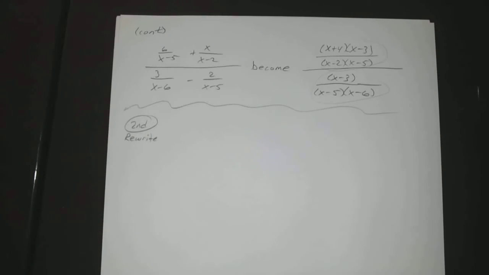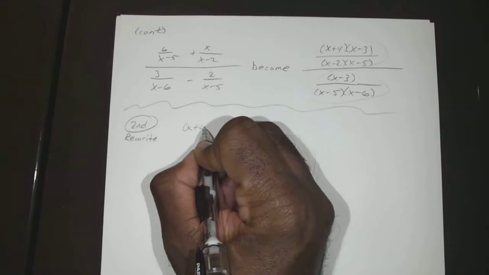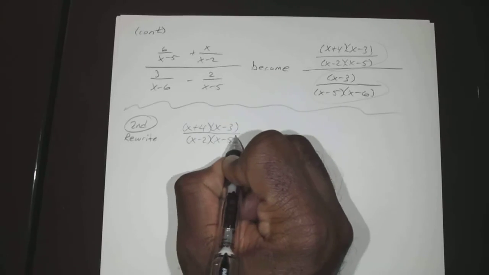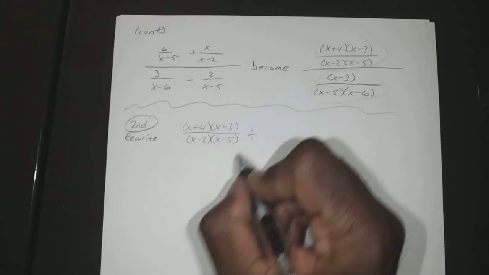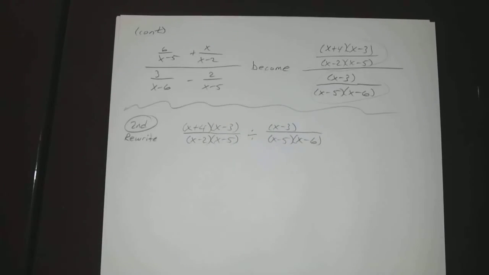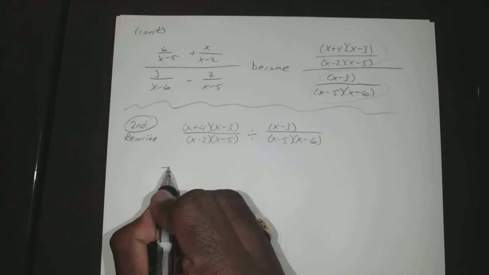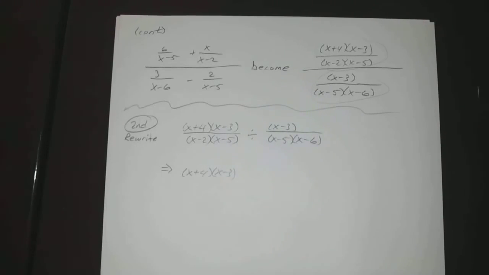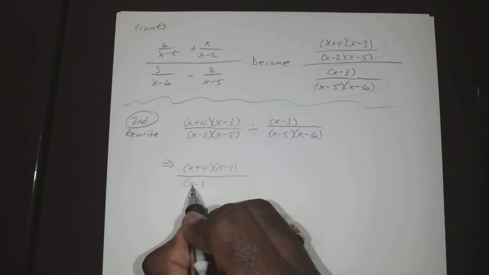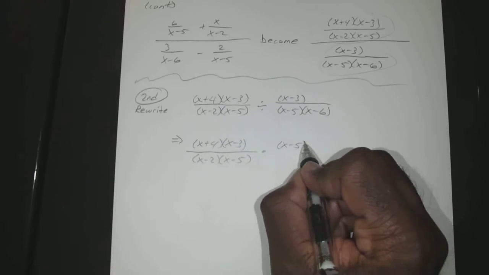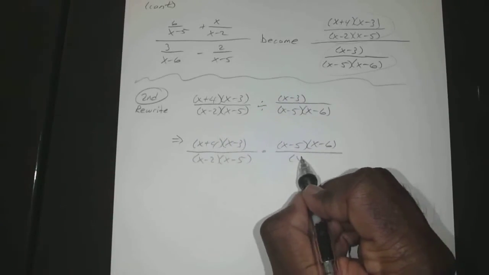Where we go ahead and rewrite it. Okay, so that gives us x plus 4 times x minus 3 divided by x minus 2 times x minus 5 divided by x minus 3 over x minus 5 times x minus 6. Okay, so we're dividing two fractions, so we can go ahead and convert that to multiplication. So we write down our first fraction, which is x plus 4 times x minus 3 divided by x minus 2 times x minus 5. Our division changes to multiplication, and we flip the second one. So now we have x minus 5 times x minus 6 all over x minus 3.